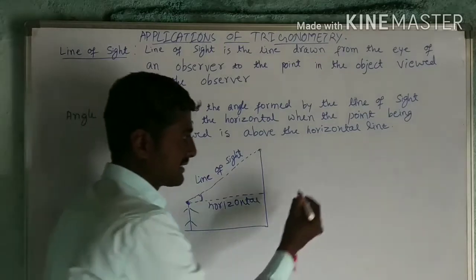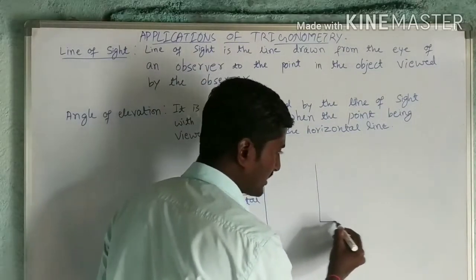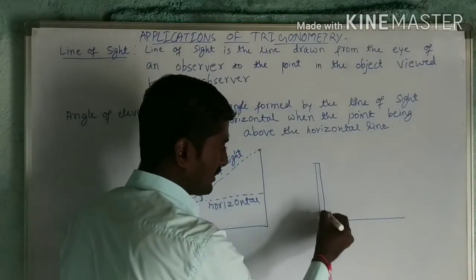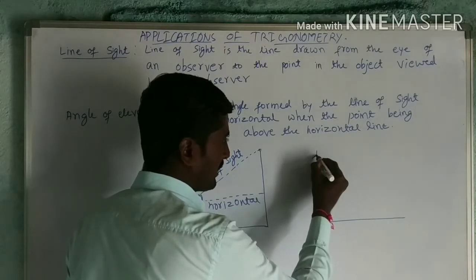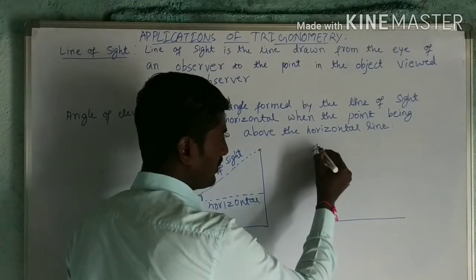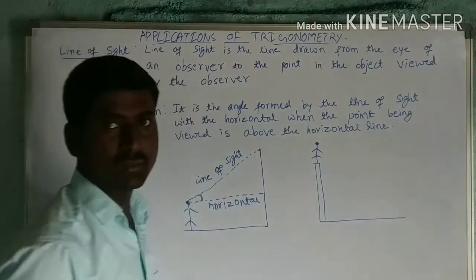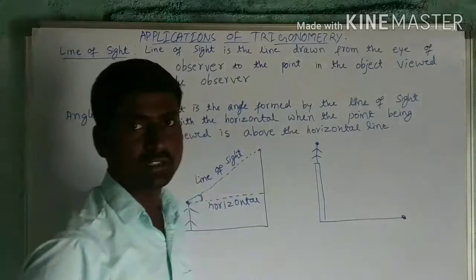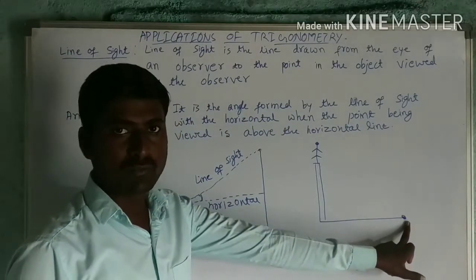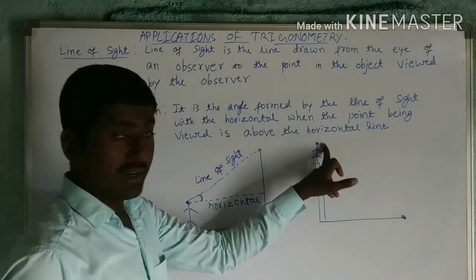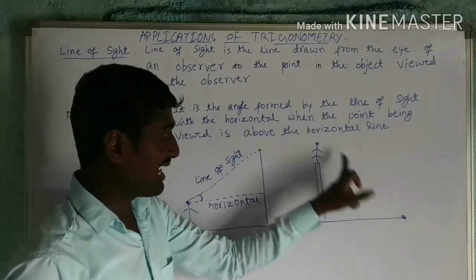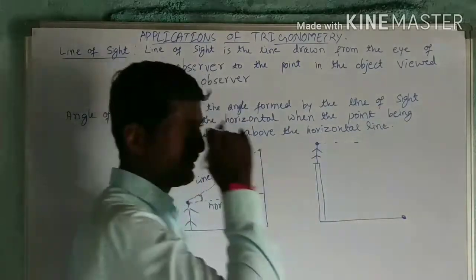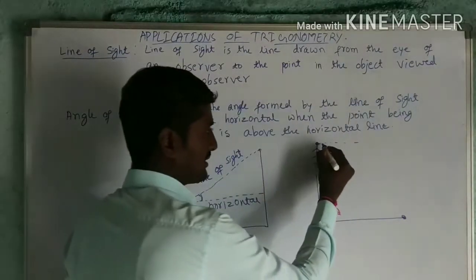Let us discuss it. There is one tower. This is the ground and this is one tower. On this tower, a boy is standing. Here is the eye of the observer. On the ground, there is one point or object. Here is the object on the ground. The observer is above the point, so the horizontal line will be here. This is the horizontal direction.